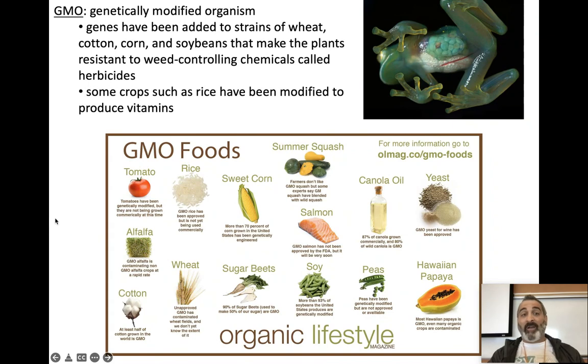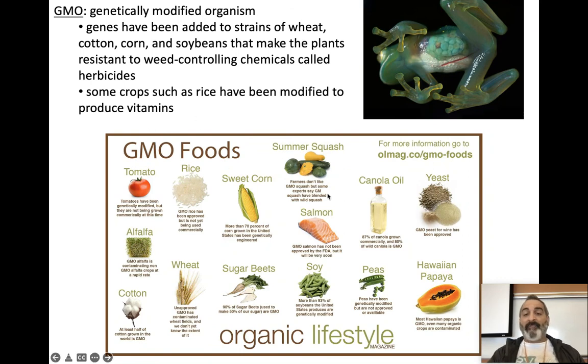We've also genetically modified some, for example, rice. We've genetically modified rice to produce vitamin A. Okay, so you can modify it to produce things like vitamins. You can modify it to be bigger so that you can have a bigger yield.